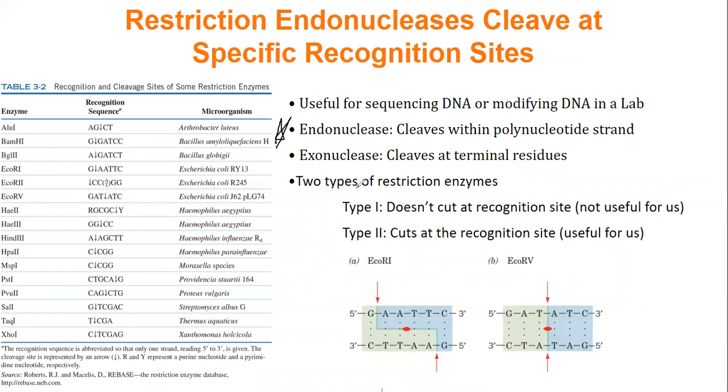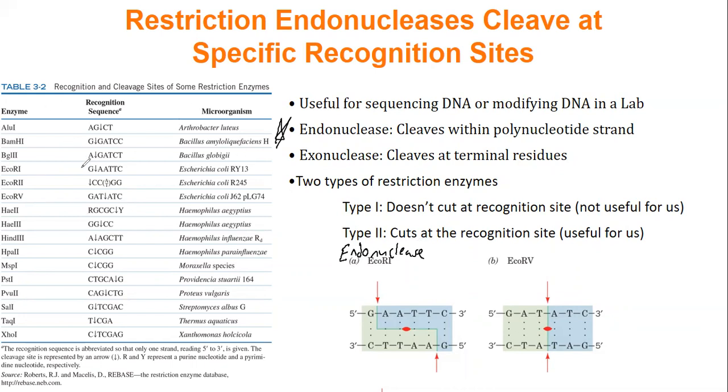There's two types, or two classes, type 1 and type 2. Type 1 cuts at some random site that's not the recognition site, which is not good for us. Type 2 cuts at the recognition site, which is useful. So inside the lab, what you will use the majority of the time are type 2 endonucleases.